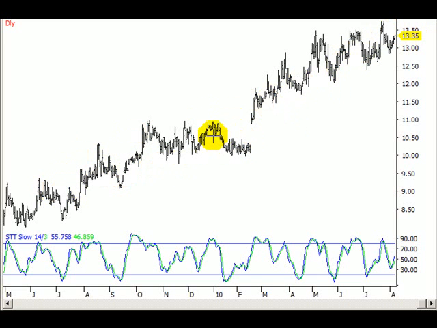Just a daily stock chart. This could be a futures chart. This could be a low cap stock. This could be a high cap stock. It doesn't matter. What we're looking at here is just a daily chart. Now, what we also have is a slow stochastic, a 14/3.